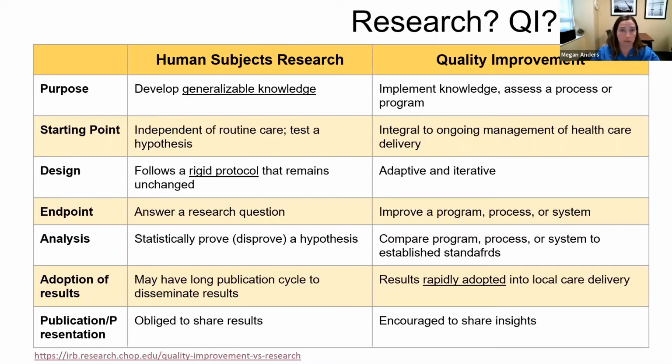You are more likely to see randomization, whereas in quality improvement, you're going to see data being collected, but the techniques are adaptive and iterative. In quality improvement, you're going to see the results rapidly adopted into local care delivery. You're really trying to research and optimize something in your own process or your own system, whereas in human subjects research, you generally use a longer publication cycle to disseminate your results. And you are obliged to share these more broadly, whereas with quality improvement, you're encouraged to publish to share the insights from your project, understanding that exactly what you did might not be generalizable to a lot of different settings.